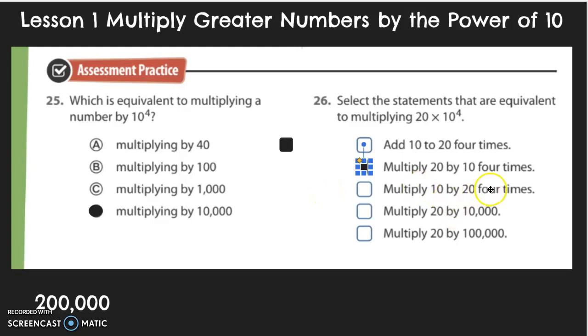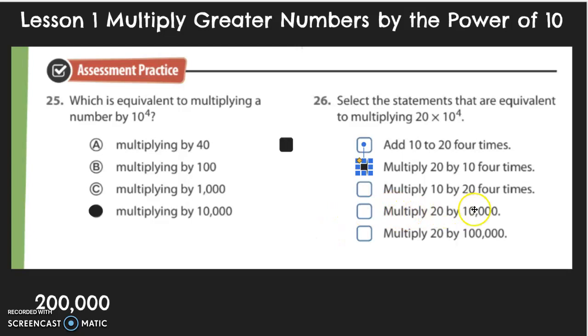Multiply 10 by 20 4 times. So if I take 10 by 20, let's do that. 10 times 20 would be 200. And then multiply that by 20. That is not going to get us the same answer as this will.